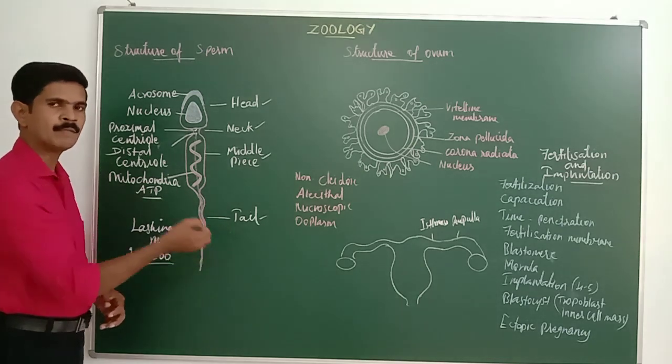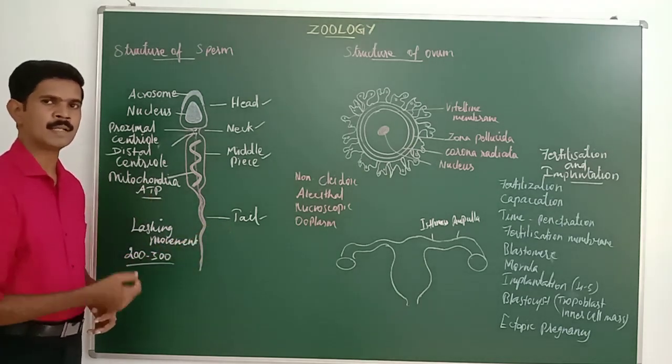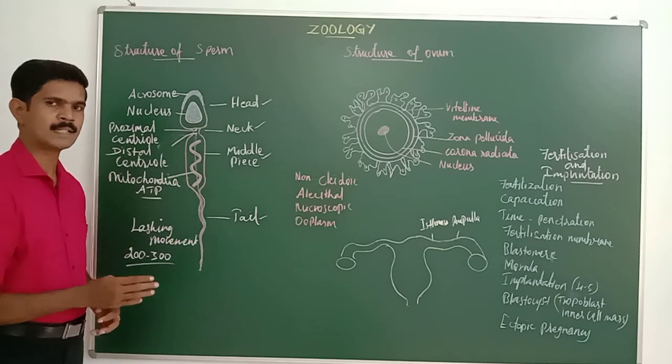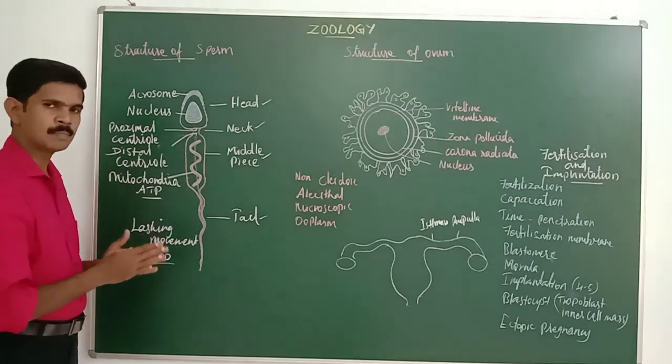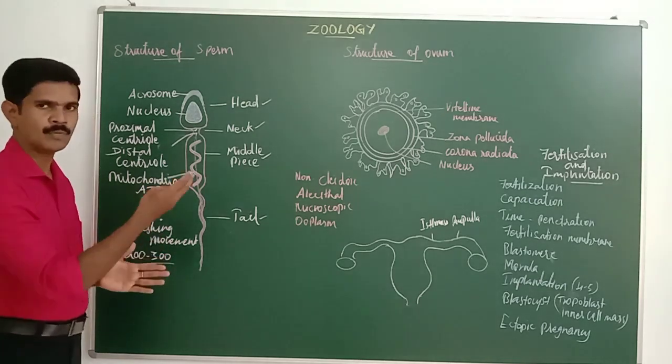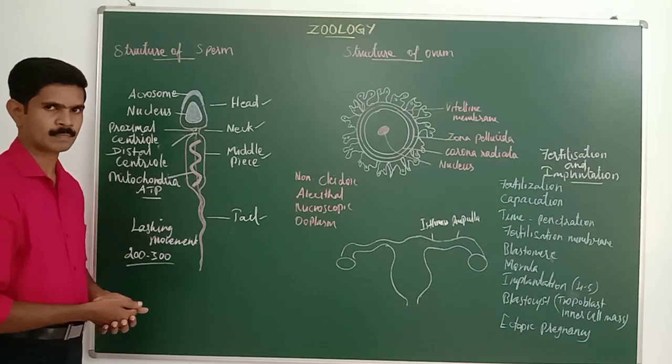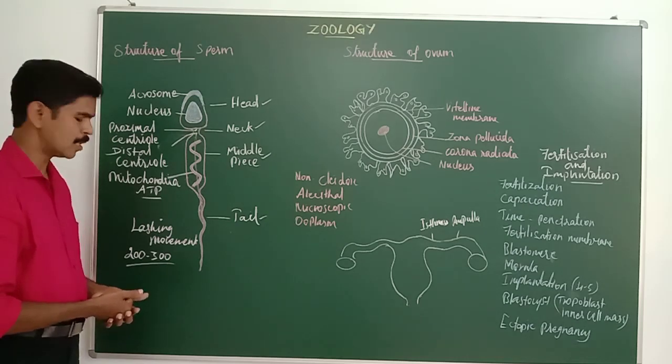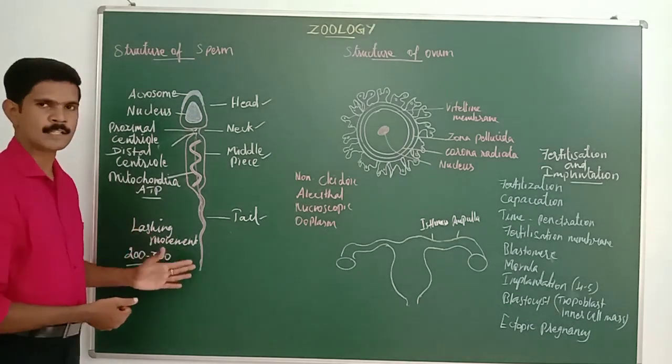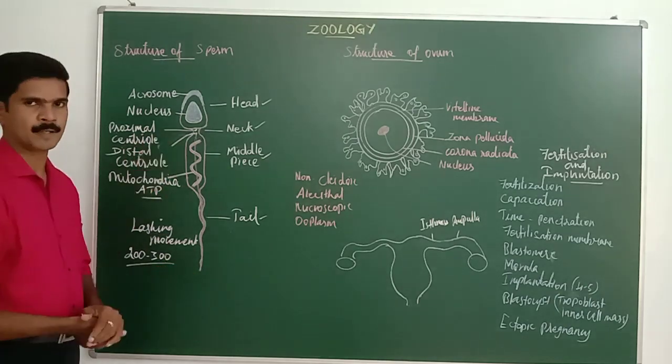And the last part, tail. Okay, tail is the longest part of the sperm. It's a cylindrical shaped structure, and the lashing movement of the tail only helps the sperm to move in the forward direction. Understand, my friends? So hope you all understood all these points about the structure of sperm.